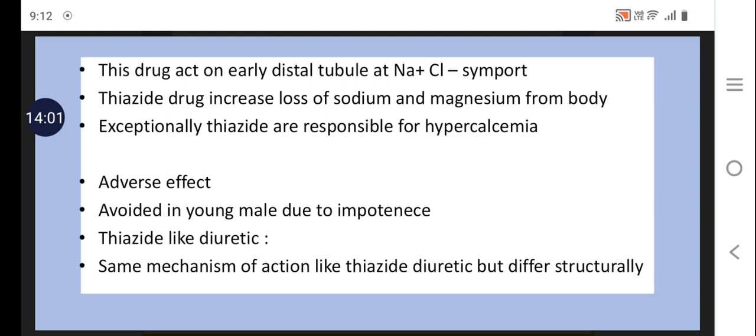The main adverse effect associated with thiazide diuretics is impotence. Because of that, they are avoided in young males. And as we discussed, thiazide-like diuretics have a mechanism of action similar to the thiazide diuretics, but they are structurally different.